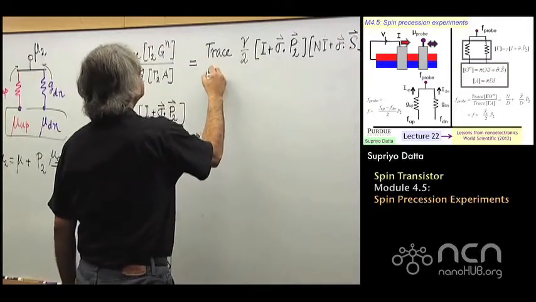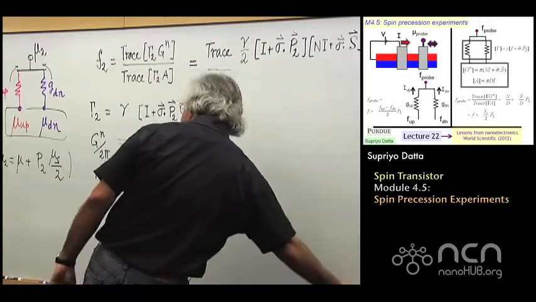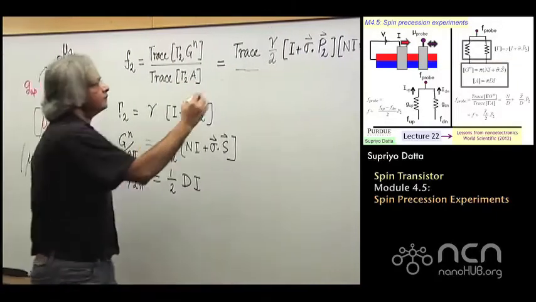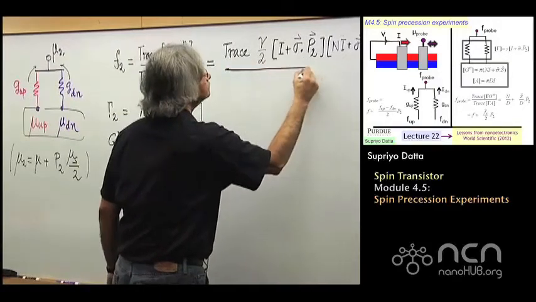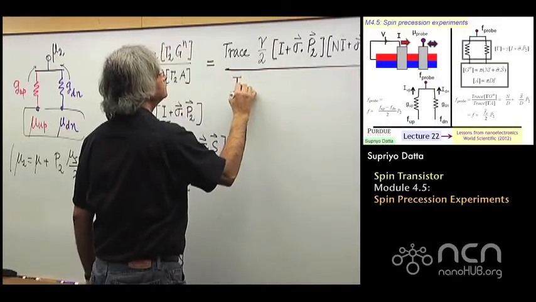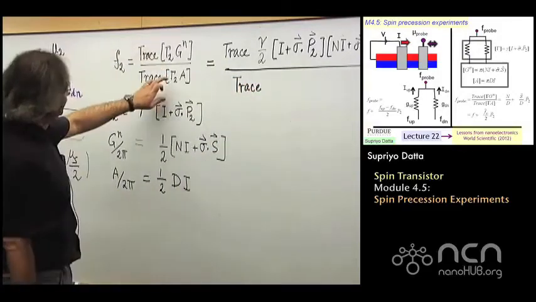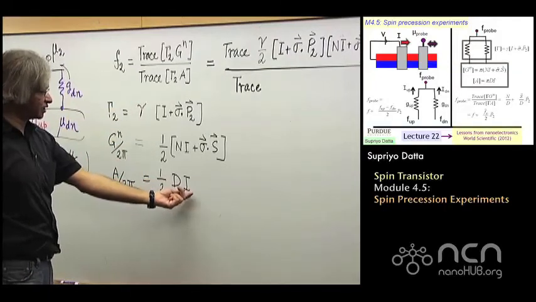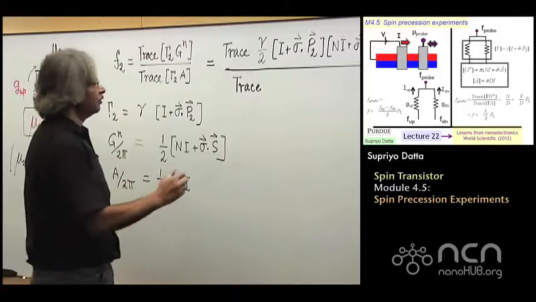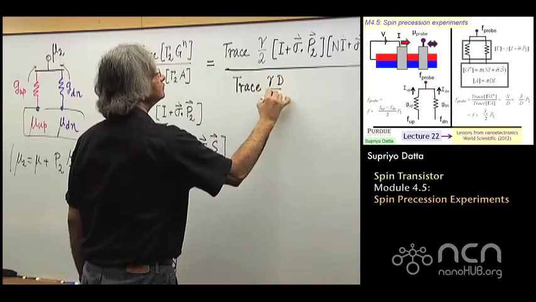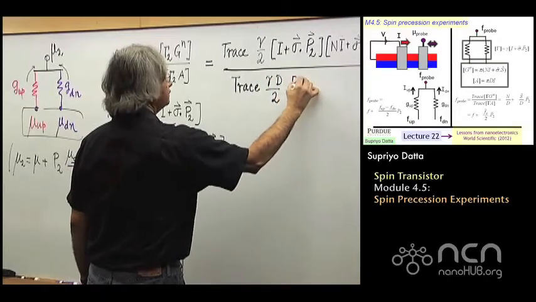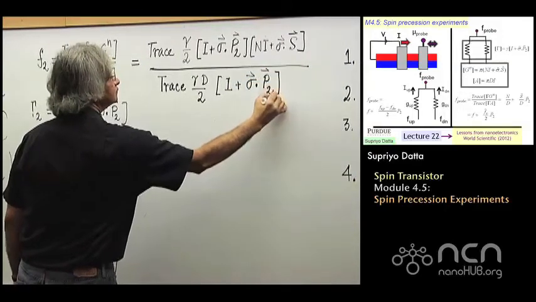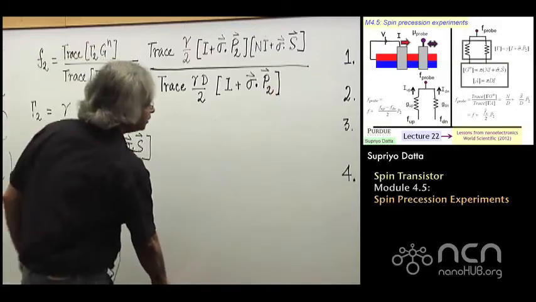This is divided by... And now I have the gamma 2 times A, so it's the product of those two things. A doesn't have any particular structure, just the identity matrix. So I could write just gamma D over 2 times I plus sigma dot P2. So those are the things that we need to evaluate.